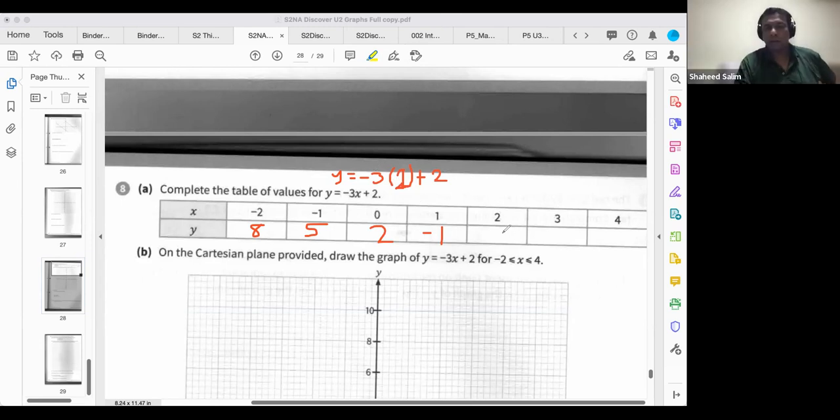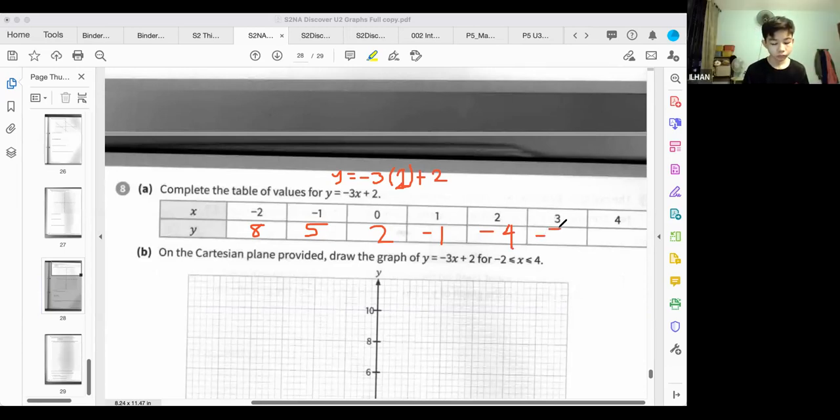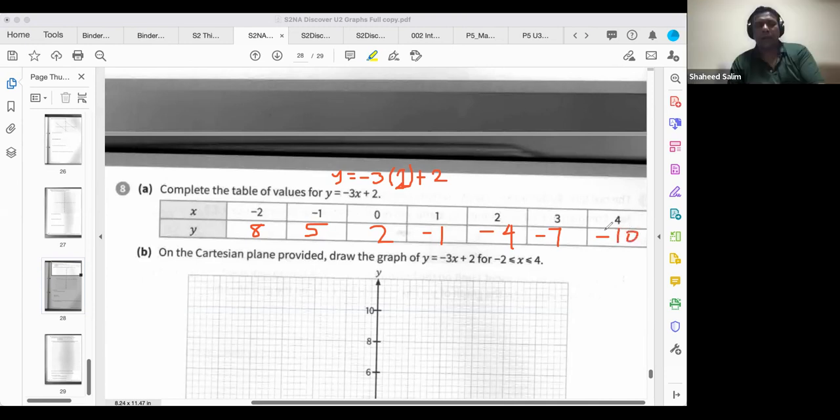Yes, negative 3 times 2, 6. 6 plus... -7. -10. These are the numbers. Just copy this somewhere.